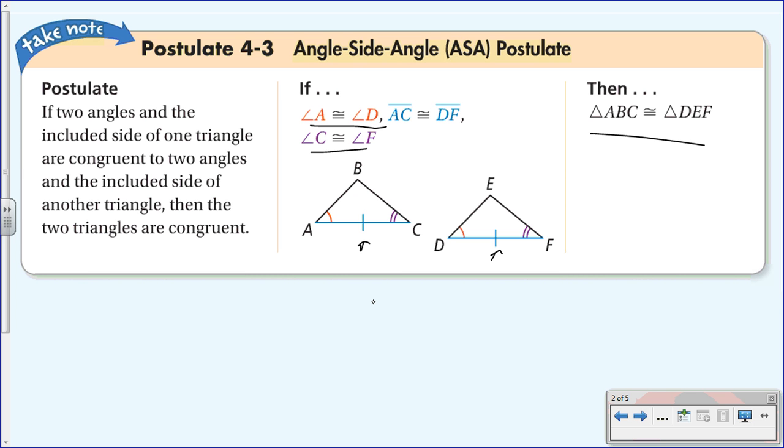Like I said, you have to use the side that touches the vertex of your two congruent angles in both triangles. You have to use the side that touches the vertex of your congruent angles. I think I've run that into the ground enough now.